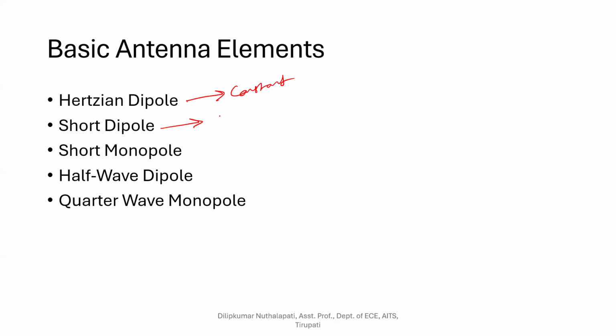The short dipole is a linear antenna whose length is less than lambda by 4, and the current distribution is triangular, in the sense that with respect to the center of the wire, the current distribution is maximum. At the end points, it is almost zero. Then the short monopole is also a linear wire whose length is less than lambda by 8, and the current distribution is also triangular here.